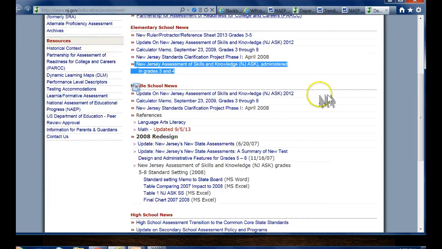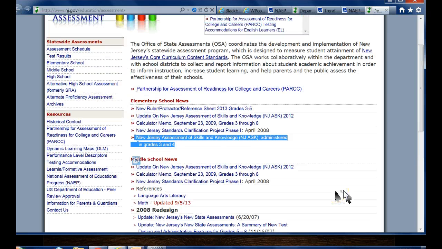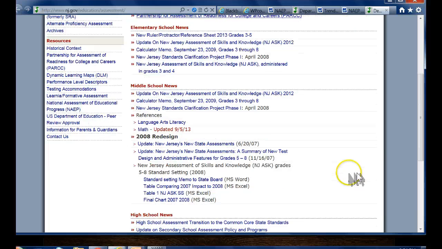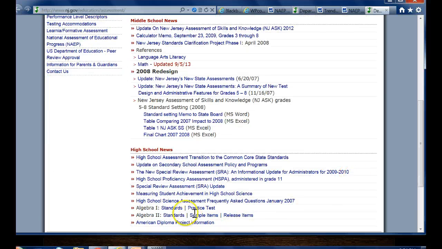Even though it says 3 to 5 there, if you went to school in New Jersey, when you were in 8th grade, you took what was called the Grade 8 Proficiency Assessment. Now the assessment is the New Jersey ASK all the way from grades 3 through 8, and then in high school you're going to be taking the HSPA, which is an abbreviation for the High School Proficiency Assessment.